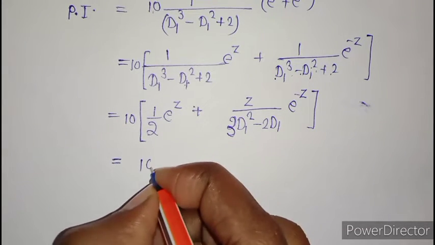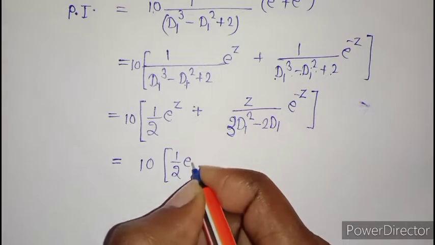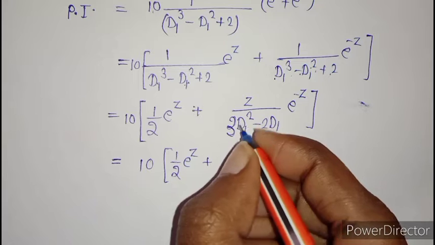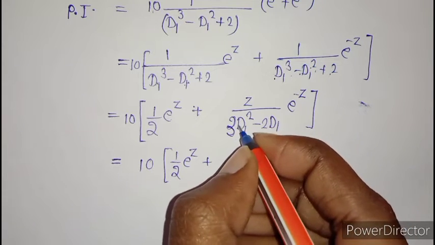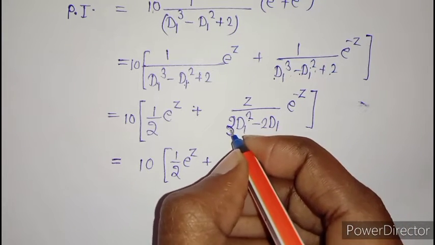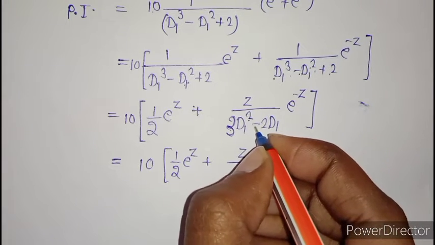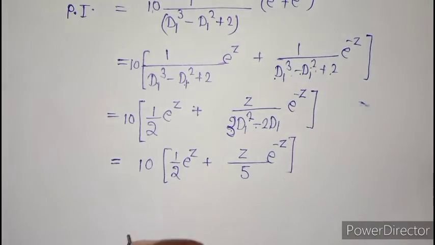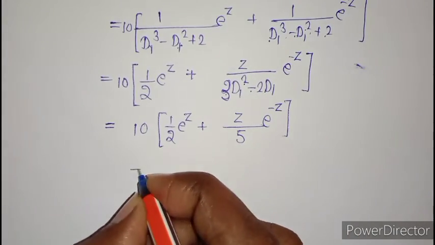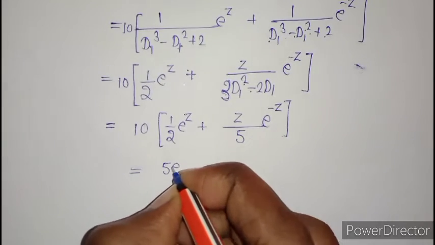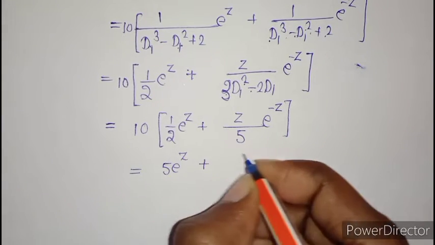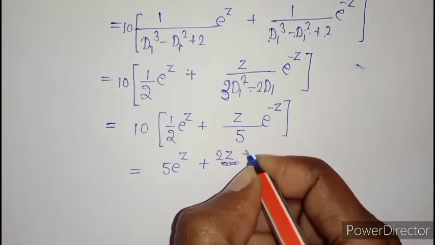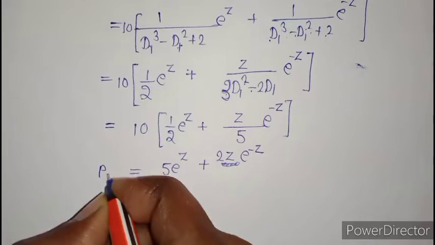that is 10 times 1 by 2 e raised to power z plus z upon, if we again apply z, D1 as -1, then this becomes 3 and this becomes +2. So 3 plus 2 becomes 5 here, and it becomes minus z. Now we multiply 10 inside, then we get 5 e raised to power z plus z by 2, z e raised to power minus z. So this is our PI.